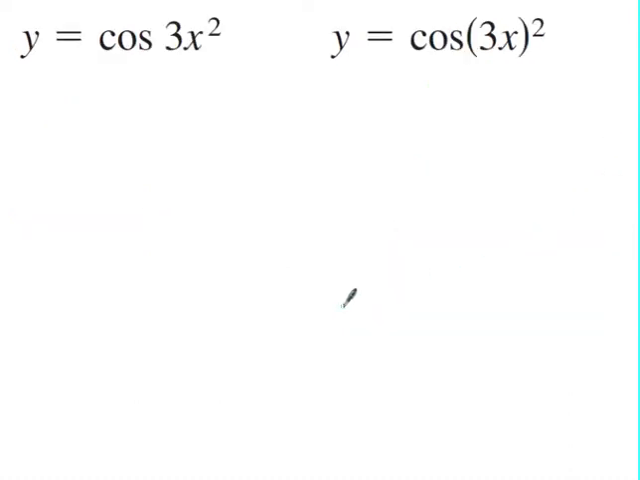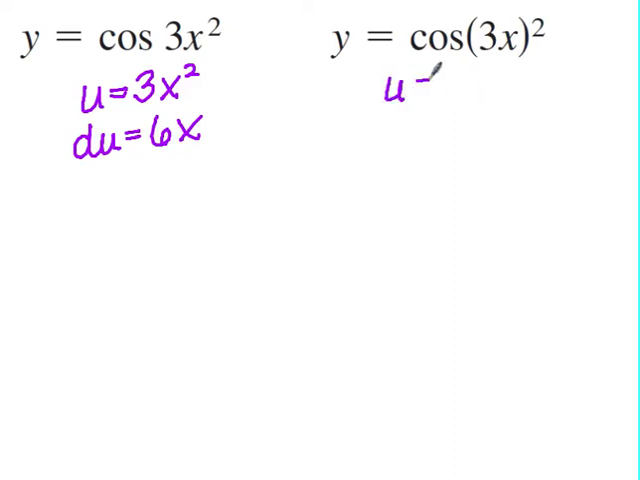Okay. Real quick, what we're going to do here is we're not actually going to solve these problems. We're just going to identify u and du. What is u in the first one? 3x squared. So du would be 6x. Okay? What's u here?